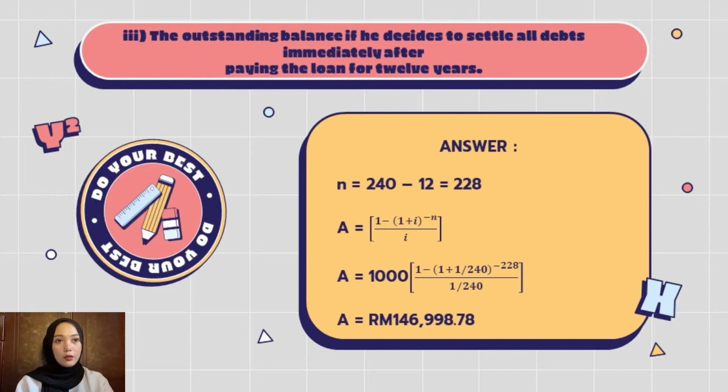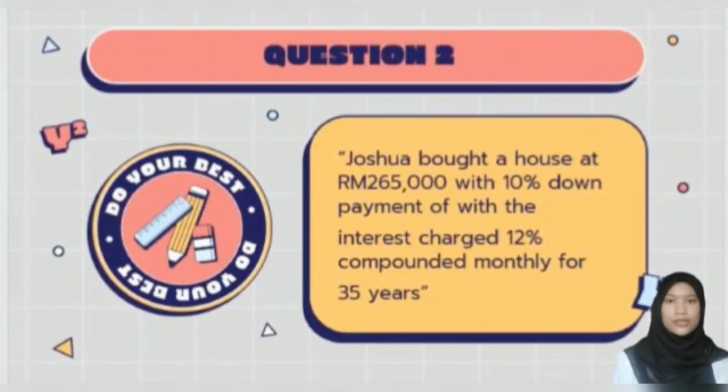The last question for question number 1 is the outstanding balance if he decides to settle all debts immediately after paying the loan for 12 years. First, we need to find the new n, which is 240 minus 12 years. The new n is 228. To find the outstanding balance, we need to use the present value formula. So the answer that I got is RM146,998.78. I will continue presenting question number 2.